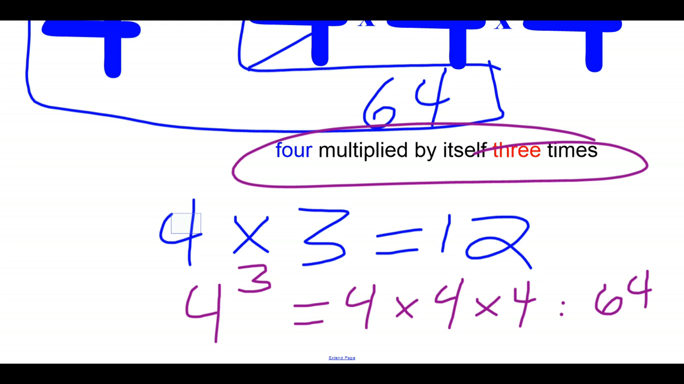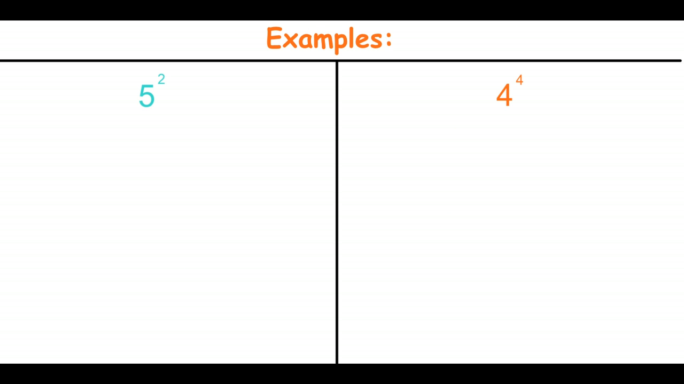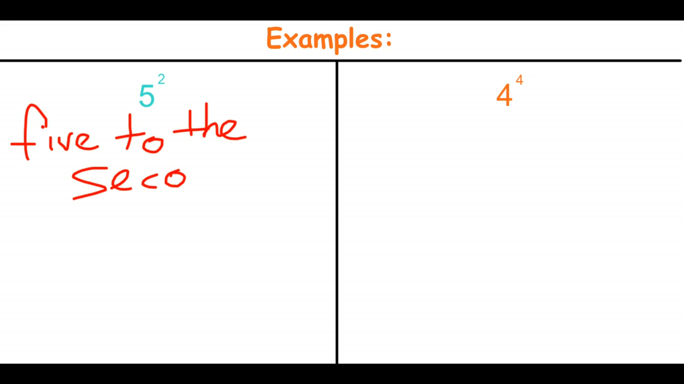Then we'll give you some examples to practice with, as we normally end the video lessons, and we will end it there. So these two examples: 5 to the second power, 4 to the fourth power. It's important, as you're hearing me speak, that this is the way we refer to powers. This is 5 to the second power, or 5 to the power of 2, or in this case, 5 squared because it's 2.